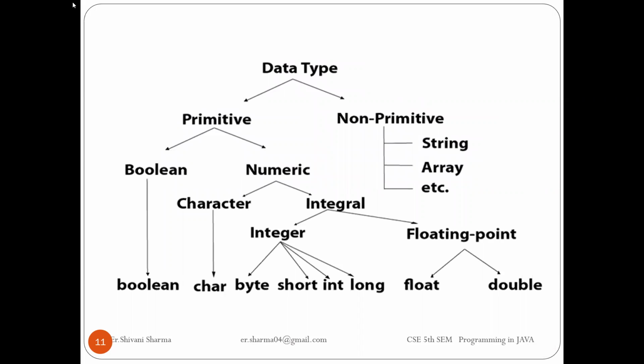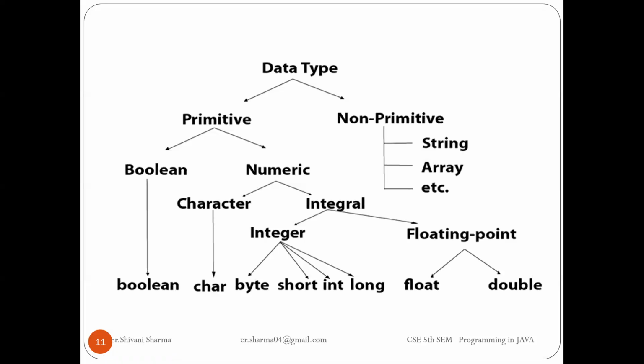As you can see in the slide also, primitive is again divided into Boolean. Boolean means true and false values. Numeric represents any integer value, that is called an integral value, and integral is subdivided into integer values and floating values. And also character. Character means any character type, any letter, that is called a character.